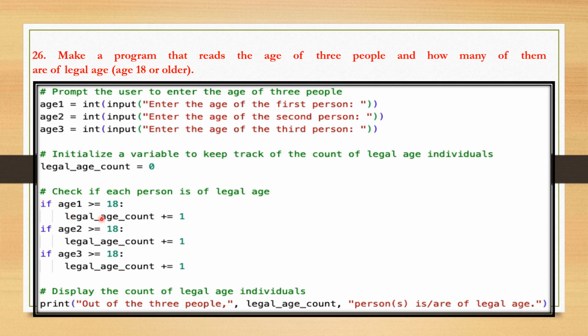So check if age 1 is greater than 18, so the count will increase. If age 2 is greater than 18, the counter will keep on increasing. And finally display out of 3 people the legal age count. Say 2 persons are of legal age, or 1 person is of legal age, depending on the count.